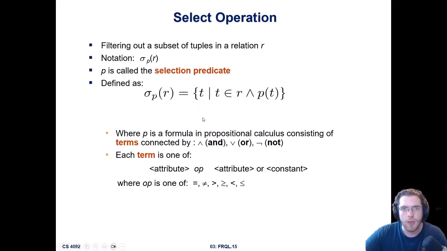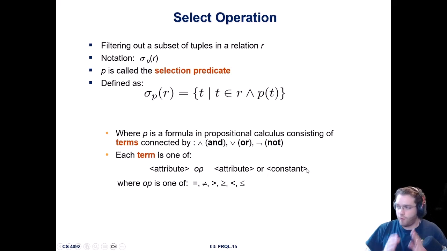Okay. So the select operation is useful for filtering out a subset of tuples in a relation R, and this is the notation that we get here. The P that's lower on top of the R, so we're saying select the relation R. The P that's below it is a selection predicate. The definition is here. I won't get too far into it, but essentially the P can be considered and, or, not. So P is going to be a formula in propositional calculus with these terms, and each term is one of an attribute, op, another attribute or a constant here, right? So we could see here, I'm going to have my attribute OP of another attribute or a constant.